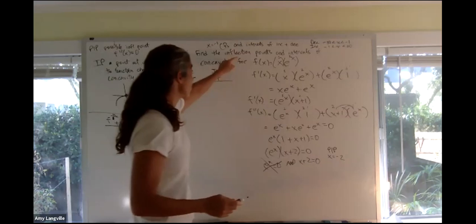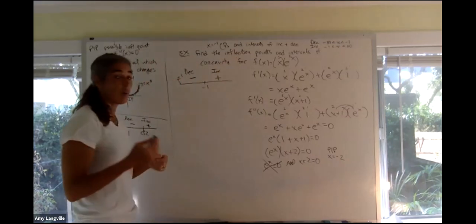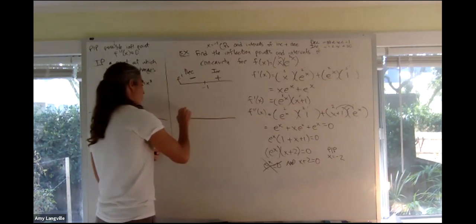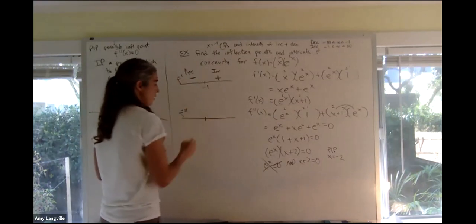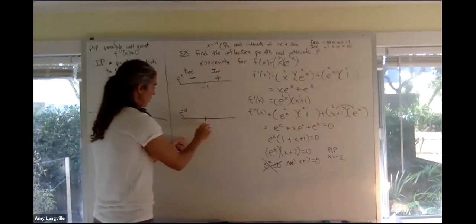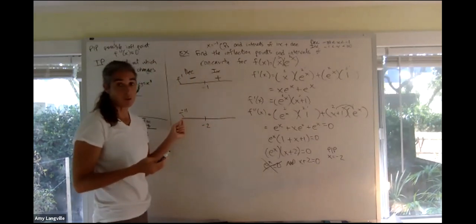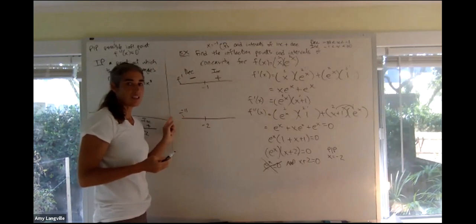So I still can't answer the thing about inflection points yet. I'm almost there though, because what I can do is make my F double prime line. I put all my PIPs on there. There's only one, that makes it easy. That divides this into 2 intervals. I pick a point from each interval, plug into the second derivative.